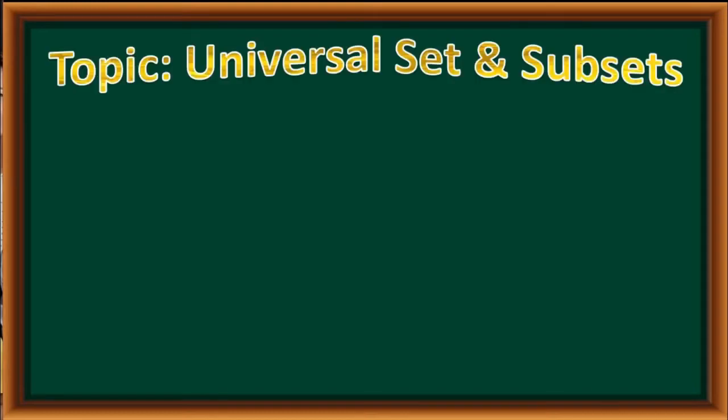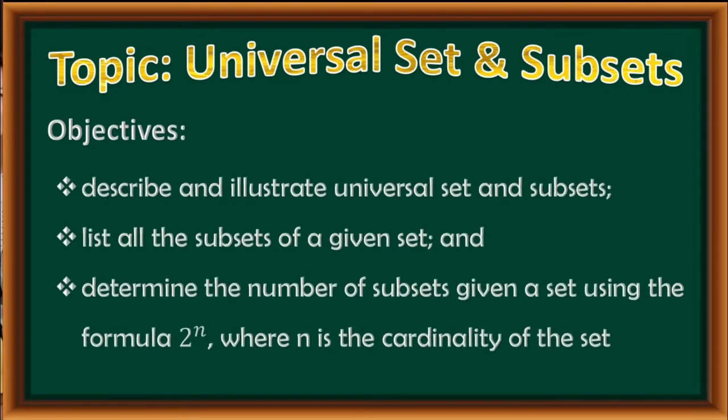Okay, so our topic for today is about universal set and subsets, and these are our objectives. Describe and illustrate universal set and subsets. List all the subsets of a given set, and determine the number of subsets given a set using the formula 2 raised to n, where n is the cardinality of the set.